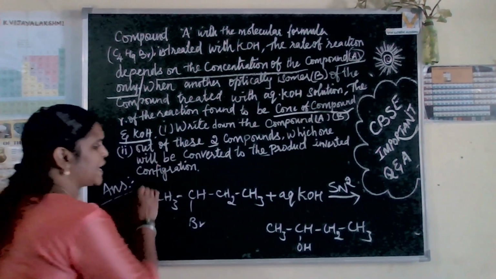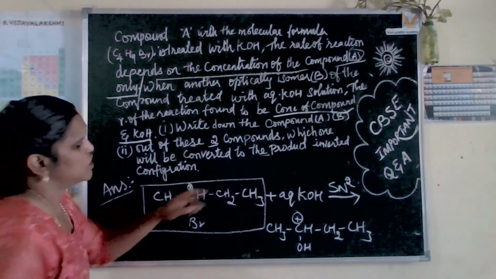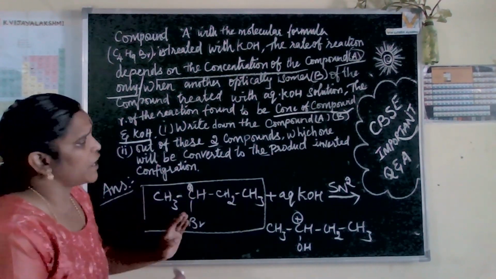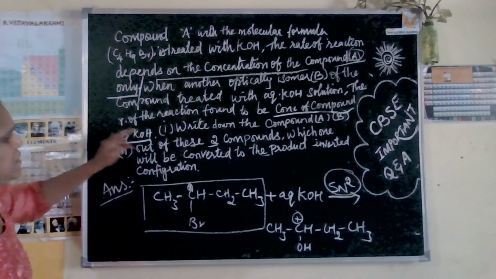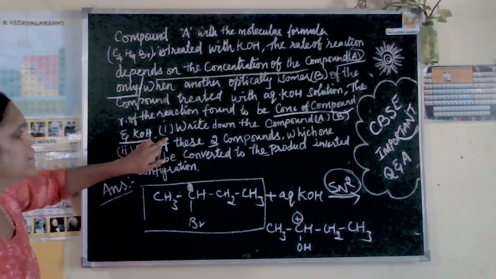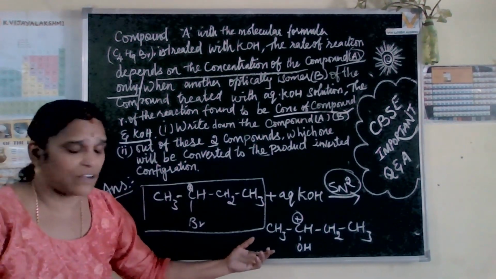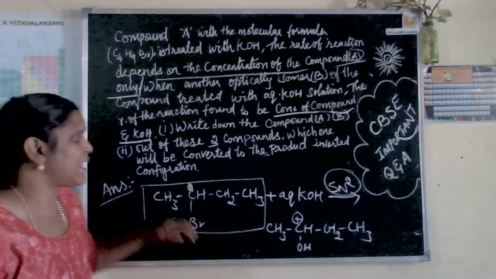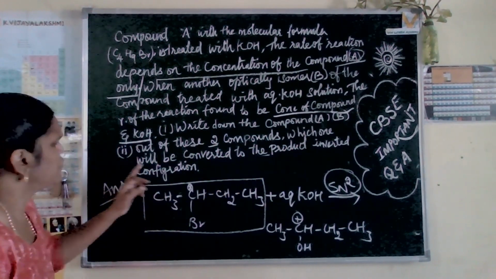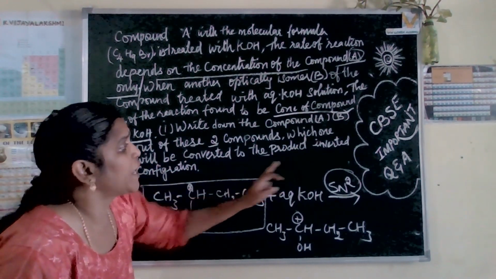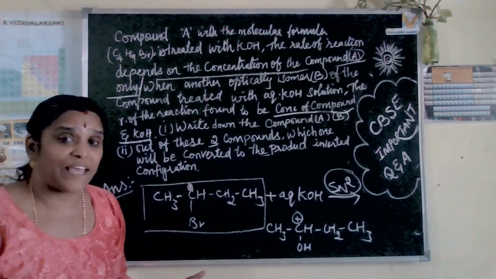Okay, now this is optically active. Why? Here is the carbocation formation, and OH will go and attack. Looking in that way, you can identify this as the SN2 mechanism. Now the third point in that question: write down the compound A. I have given that, the tertiary halide. Now in the next one, out of these two compounds, which one will be converted into the product with inverted configuration? Which one will show inverted configuration? Can you guess?